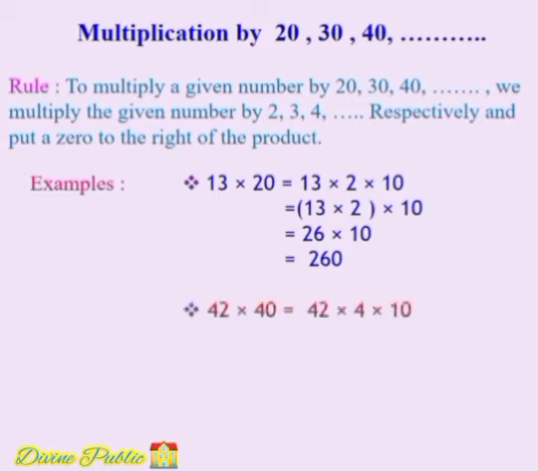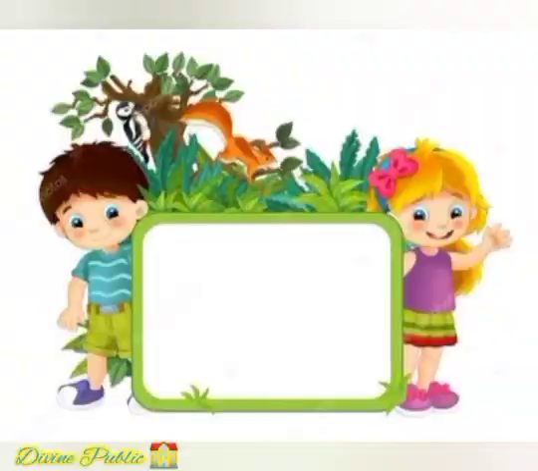Similarly, 42 multiplied by 40 equals 42 multiplied by 4 multiplied by 10. Again we will multiply 42 and 4 together and after that multiply by 10. Then we will multiply 168 by 10 and finally we will get our answer 1680.